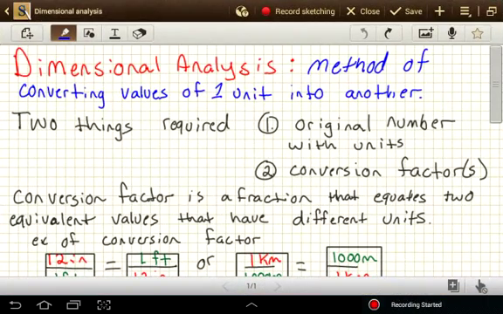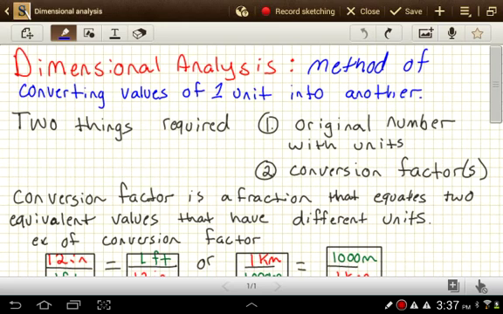Today we're discussing dimensional analysis, and that is, simply put, a method of converting values of one unit into another. So if I want to go from feet to inches, I can do this through dimensional analysis instead of trying to tally up in my head how many inches are in a foot and then try to do the math on paper. Here's a systematic approach to doing this.